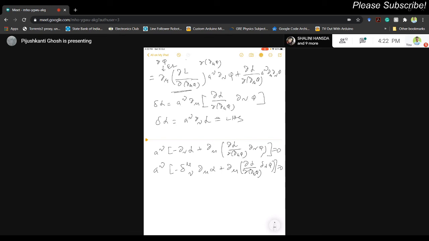Yes, because I have not done anything apart from just cosmetic changes. I have not done anything. Okay, now here is a derivative del_mu, here is a derivative del_mu. Now this is simply Kronecker delta, so I can take that del_mu outside a^nu, I take del_mu outside, so I have minus delta^mu_nu, alpha plus del L by del alpha, del_mu phi del_nu phi is equal to 0.